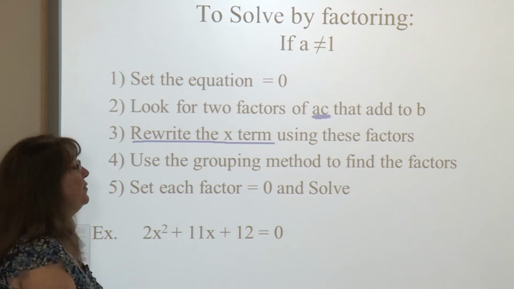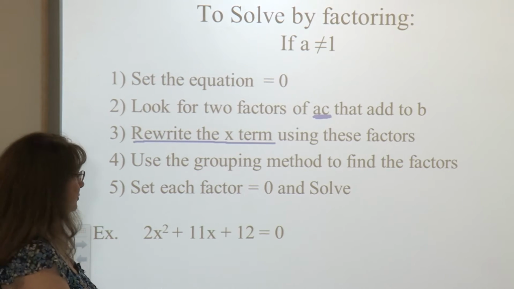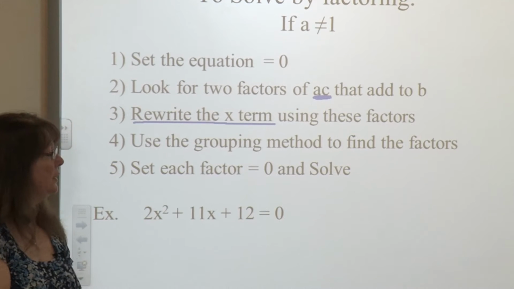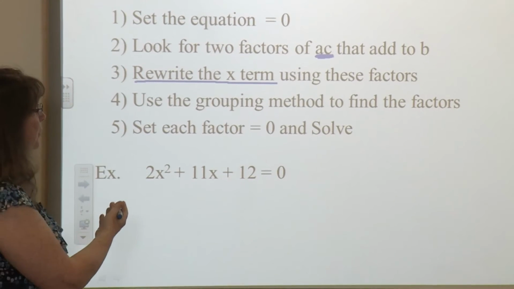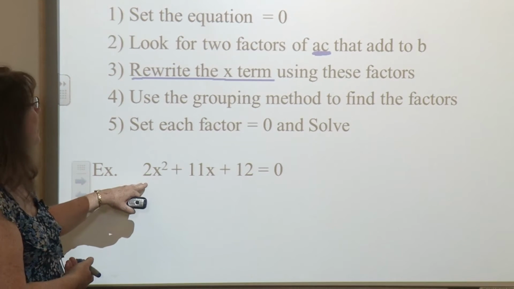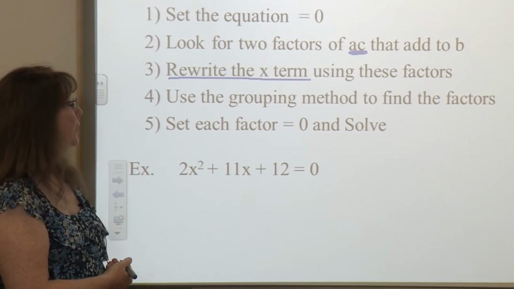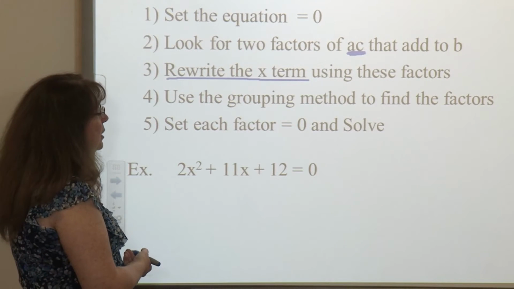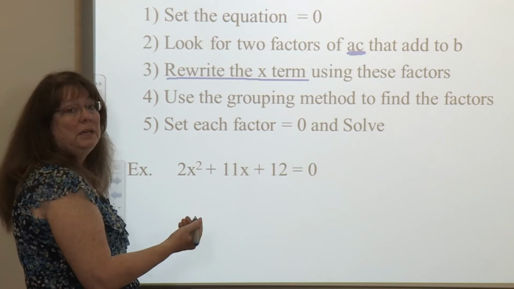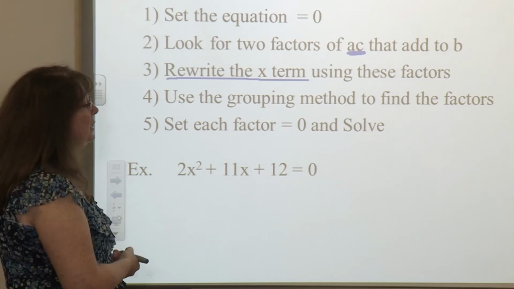And then again, we'll set each factor equal to 0 and solve it. So here's the one that we looked at earlier as our example that was set up where it does not have a value of 1 in front of the x squared. We've got 2x squared plus 11x plus 12 equals 0. It's already set equal to 0.